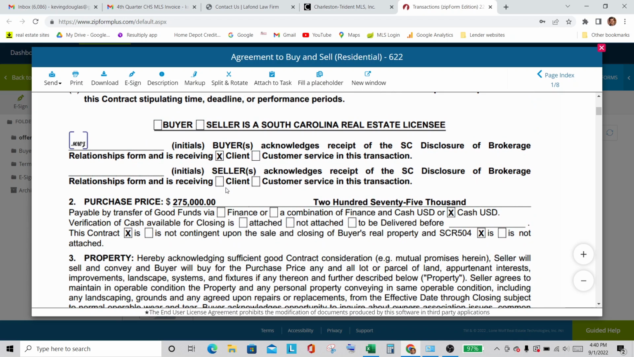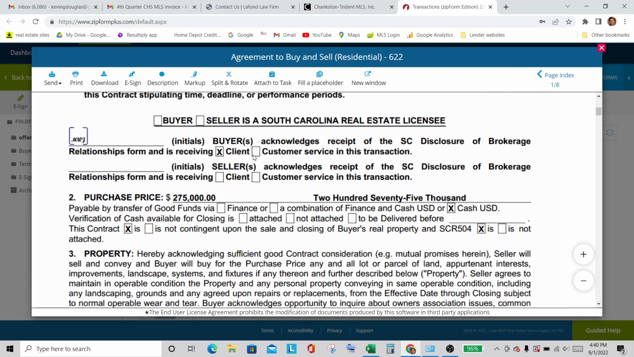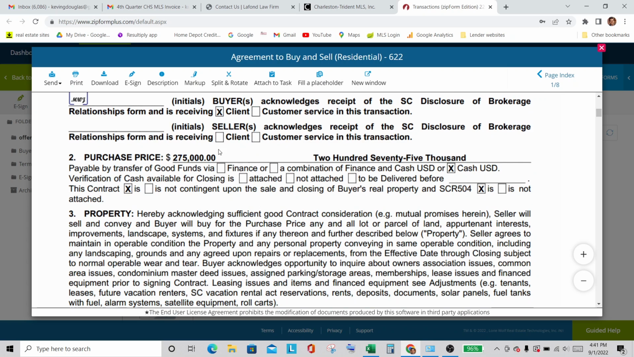This section just says if the buyer or seller is a residential real estate agent, you have to check the box. Usually you're not. So if you're representing the buyer, you get them to sign here that says the buyer acknowledges receipt of the South Carolina brokerage disclosure form and that they are choosing to be a client or a customer. And we'll go over the South Carolina brokerage disclosure form in just a minute. So basically they'll initial here and check the box to say they're a client or a customer, depending on what you guys decide on. Next section is the purchase price.